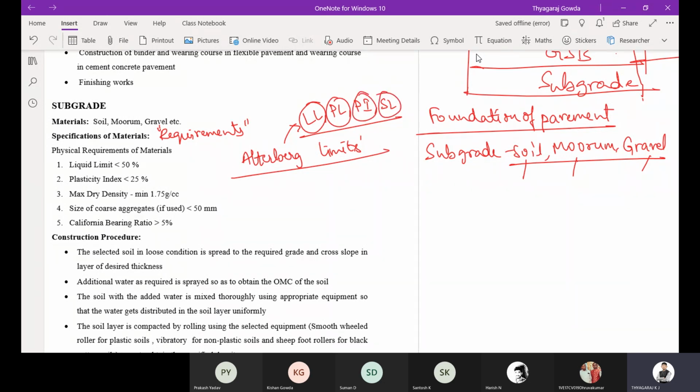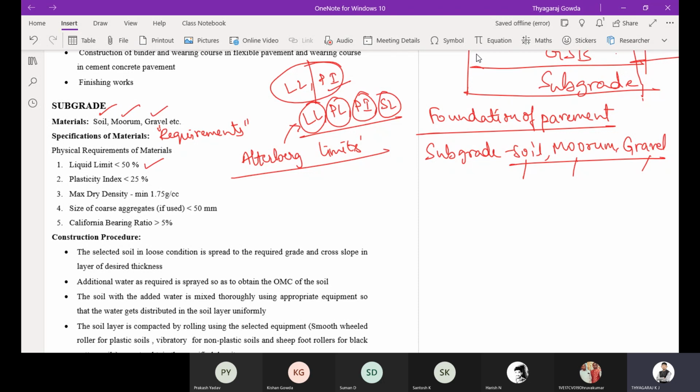In the Atterberg limits, in our highways we are going to concentrate only on liquid limit and plasticity index. The Atterberg limits which will be used in our highways are liquid limit and plasticity index. Now what are the requirements of the material, either soil or murram or gravel? The liquid limit should be less than 50%.